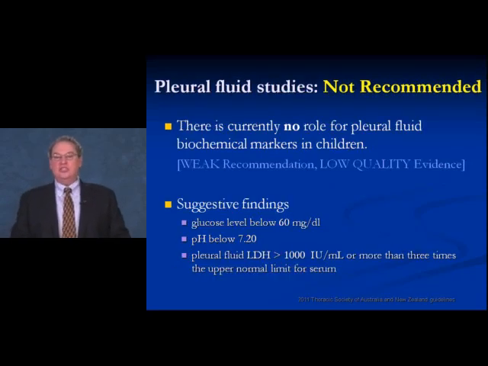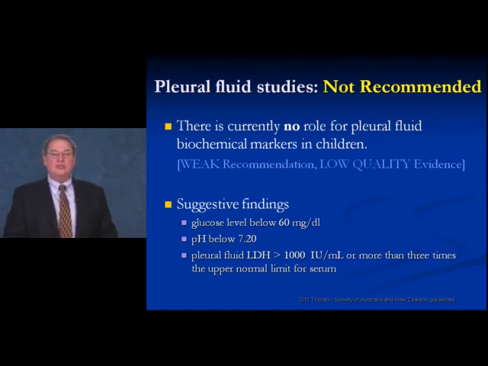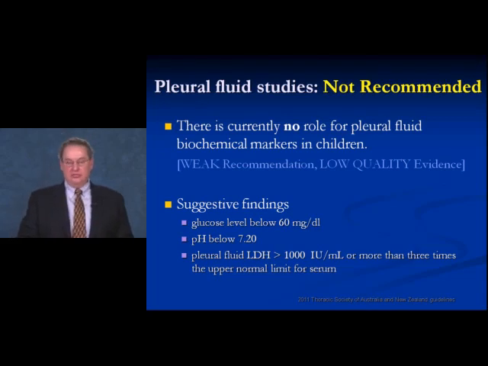What about pleural fluid studies? There's currently no role for pleural biochemical markers in children. This is a weak recommendation with low quality evidence. The suggested findings are glucose levels that are low, below 60 milligrams per deciliter, pH which is low, below 7.2, and pleural fluid LDH which is greater than 1,000 international units per mL, or more than 3 times the upper limit of normal for serum.